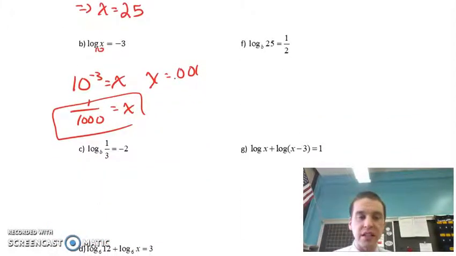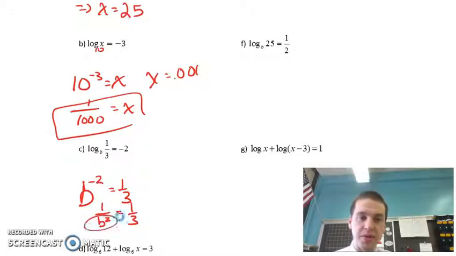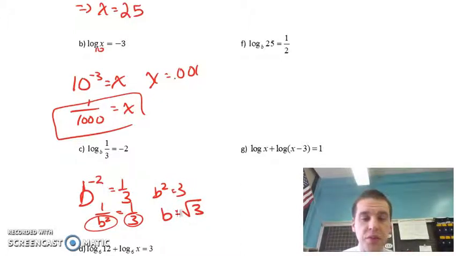What about c? Well, let's convert it. b raised to the negative second equals 1/3. Well, if we make this negative second go to the denominator, 1 over b squared equals 1/3. All we're doing is we need b squared to equal 3. The numerators are the same, so we're good with that. So b squared equals 3, and then b is equal to square root of 3. And one thing, we usually have plus or minus here.